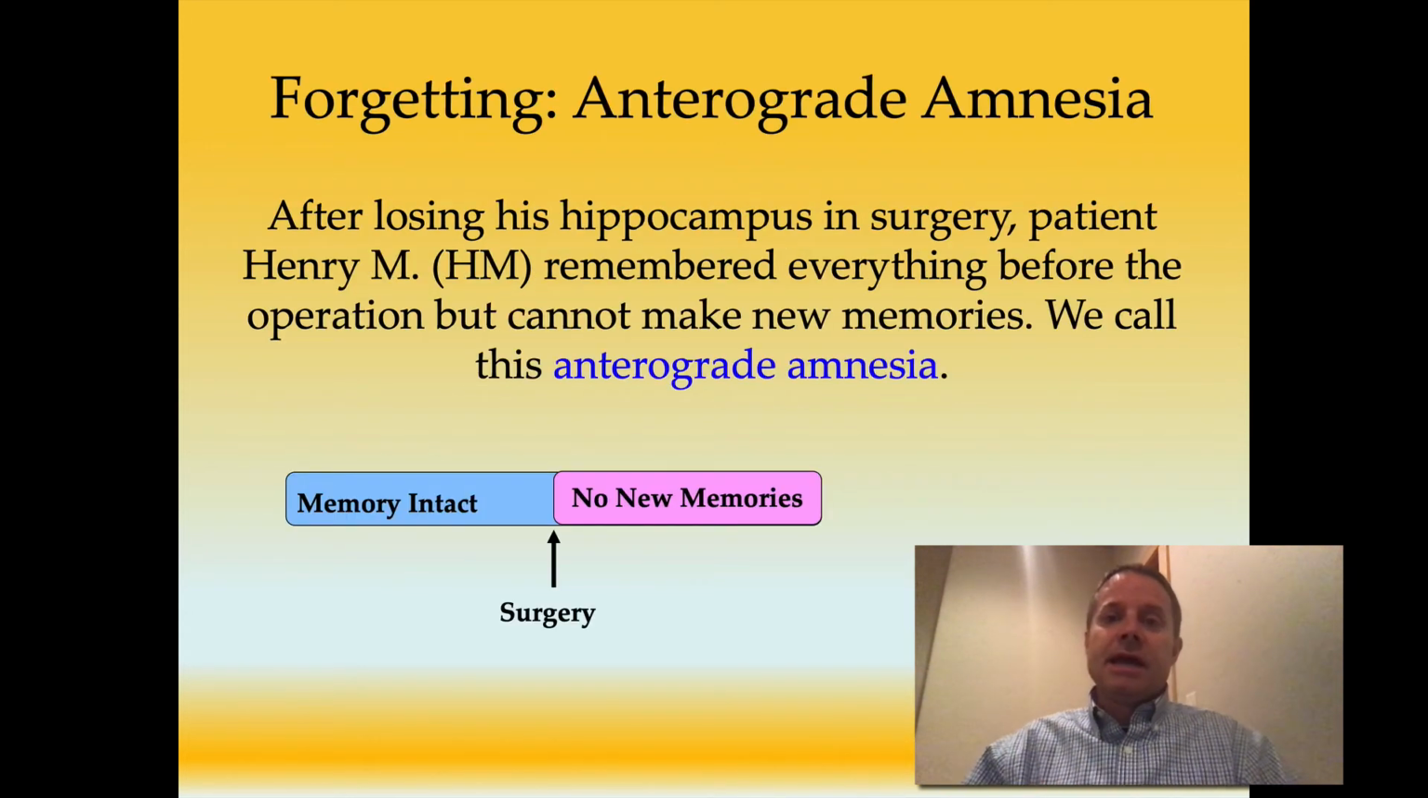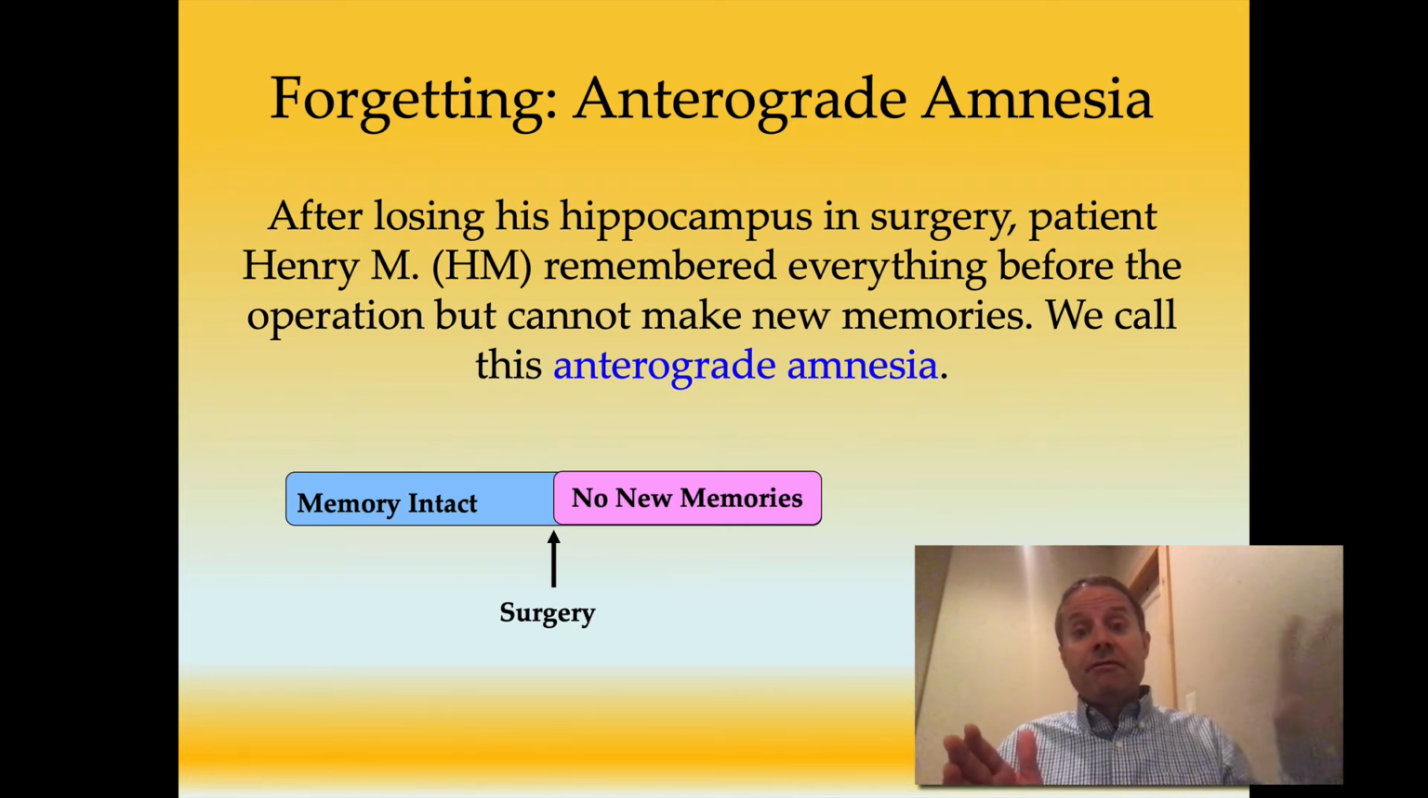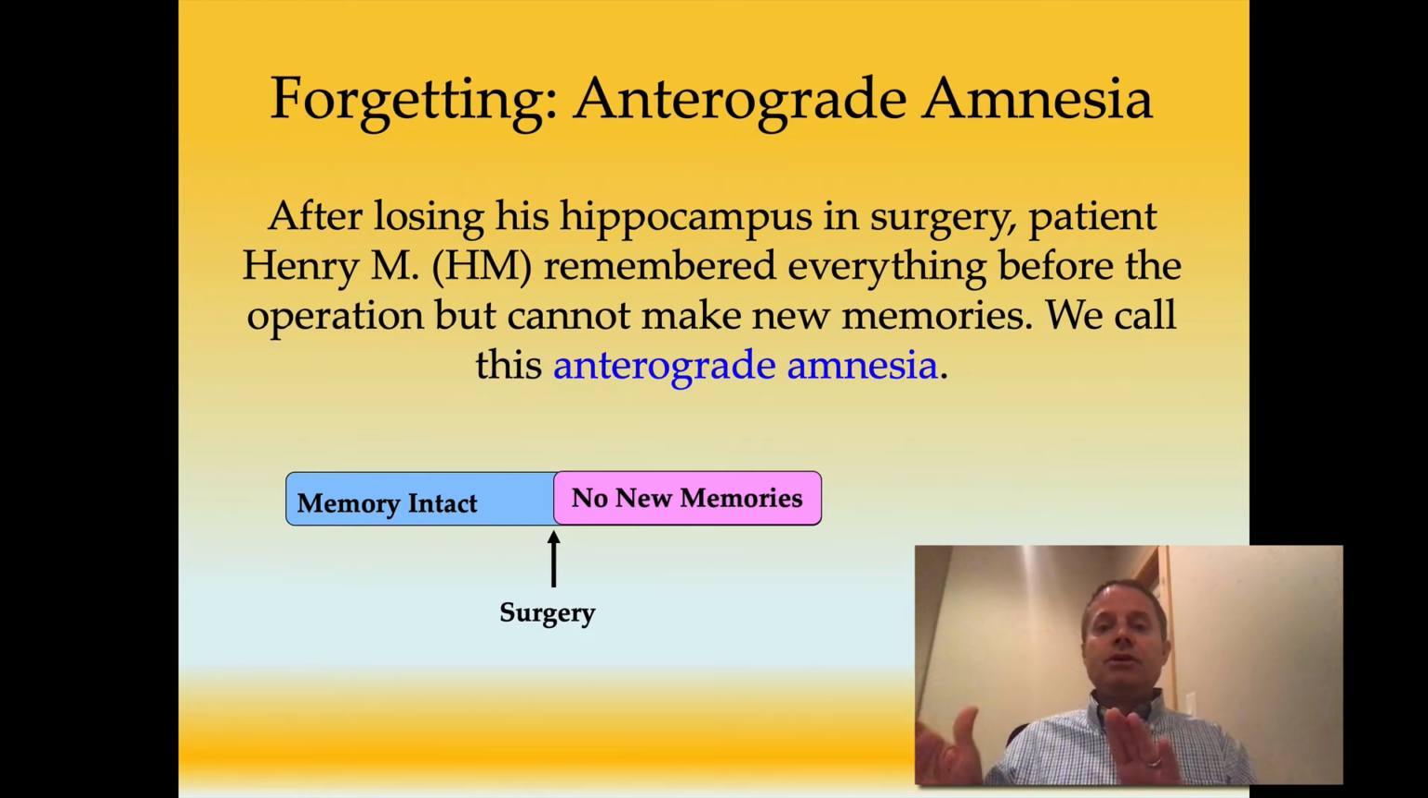Another type of forgetting is called anterograde amnesia. So amnesia is just another word for, you can't remember something. Anterograde means that you have an accident or you have surgery and you can't remember anything after the surgery or the accident. Your long-term memories from beforehand are intact. So you can remember your childhood, you can remember your best friend and all the events and all your memories, but you can make no new memories.